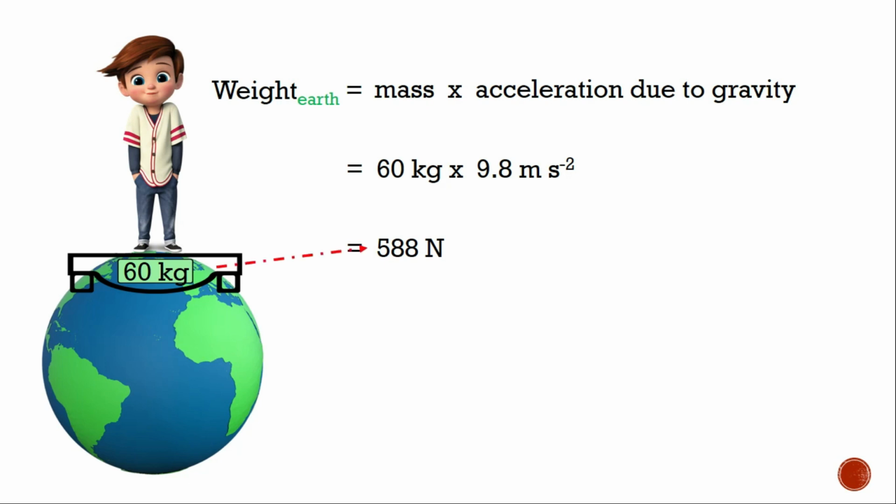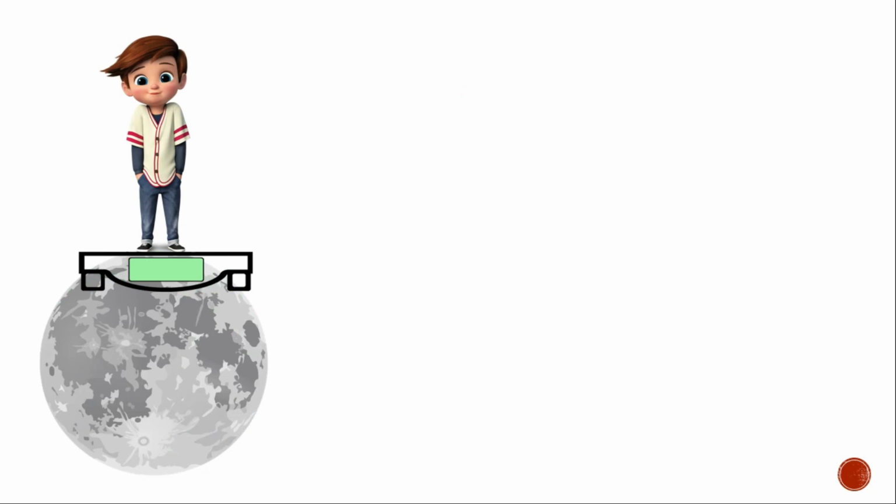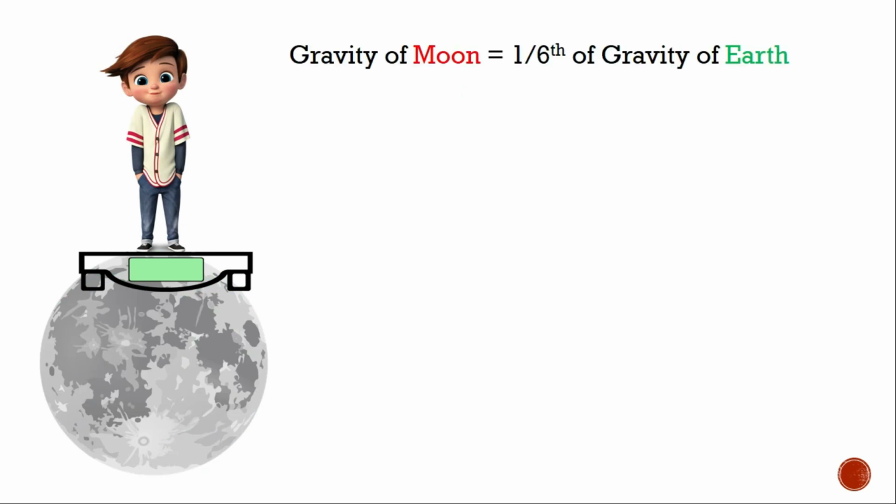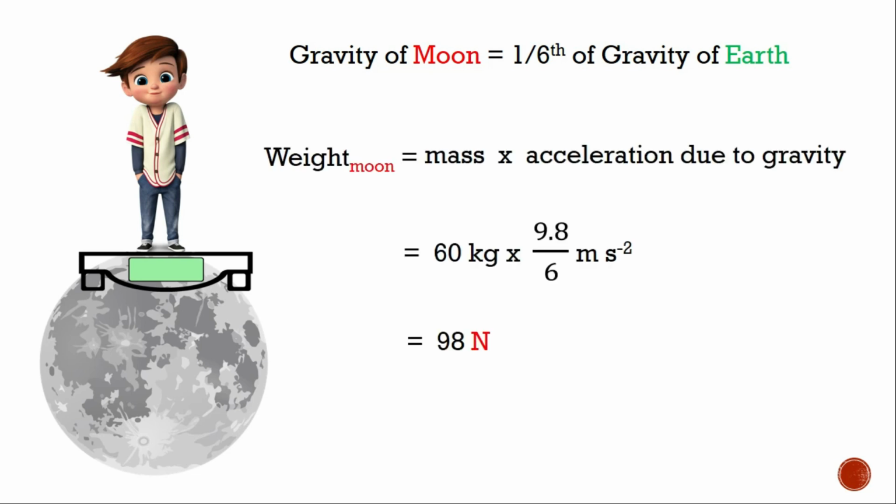And when we take this same machine to the surface of the moon, where you already know that the gravitational pull is 1/6 of that of Earth, the machine will measure the person's weight based on the gravity which is present on the surface of the moon. So the person whose weight was 588 Newton or 60 kg here will weigh only 98 Newton on the moon's surface. And that is why the machine shows us just 6 kg as the mass, which is the equivalent of 98 Newton.